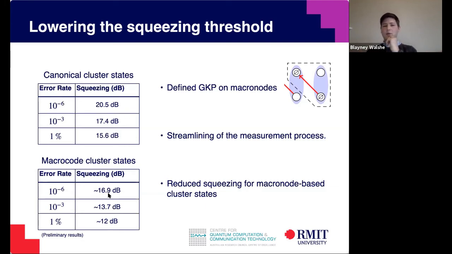You need about 16.9 decibels of squeezing on your cluster state. 10 to the minus 3 is about 13.7 decibels, and 1% is about 12 decibels of squeezing. So you can see an improvement from previous results sent out by the center. And this is really one of the big goals of the center, to reduce these squeezing thresholds, which is why I'm highlighting it here.